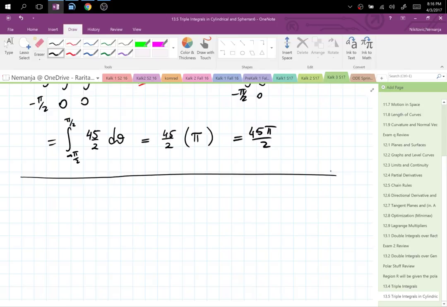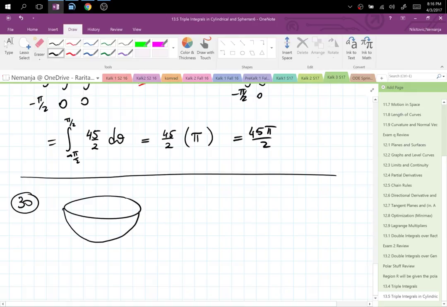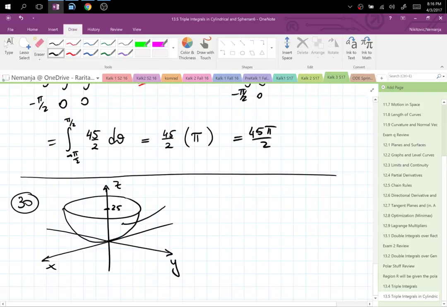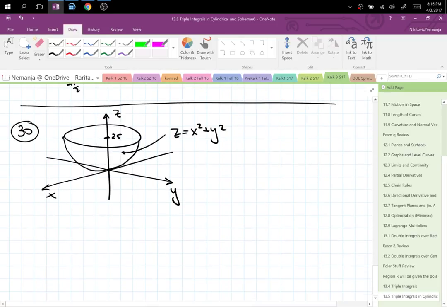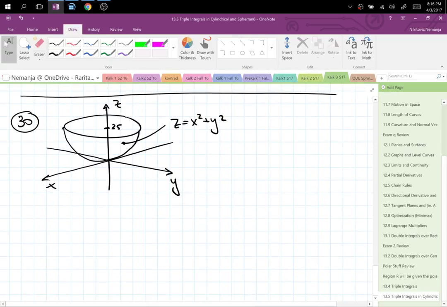So let's say you have problem 30. This will be fairly quick. So you have a ball like this, x, y, z. This is at 25. And we just have a regular paraboloid here, z equals x squared plus y squared. All right, we're going to set this up immediately.